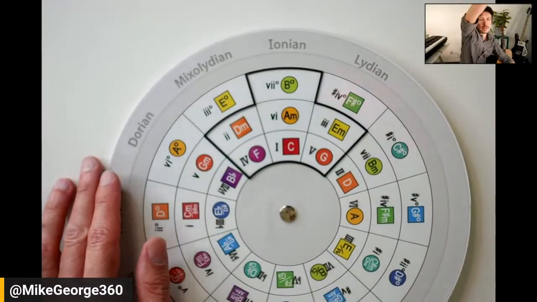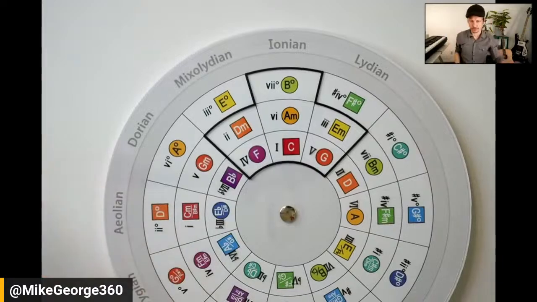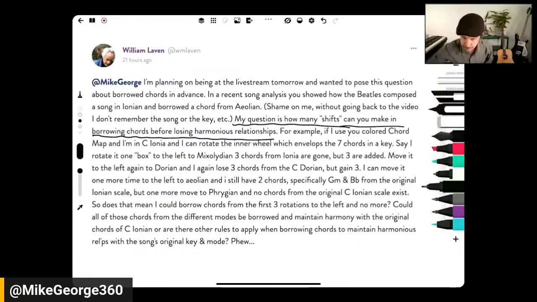Now, is that in focus? Sorry, I'm trying to get the focus there. So back to the question.